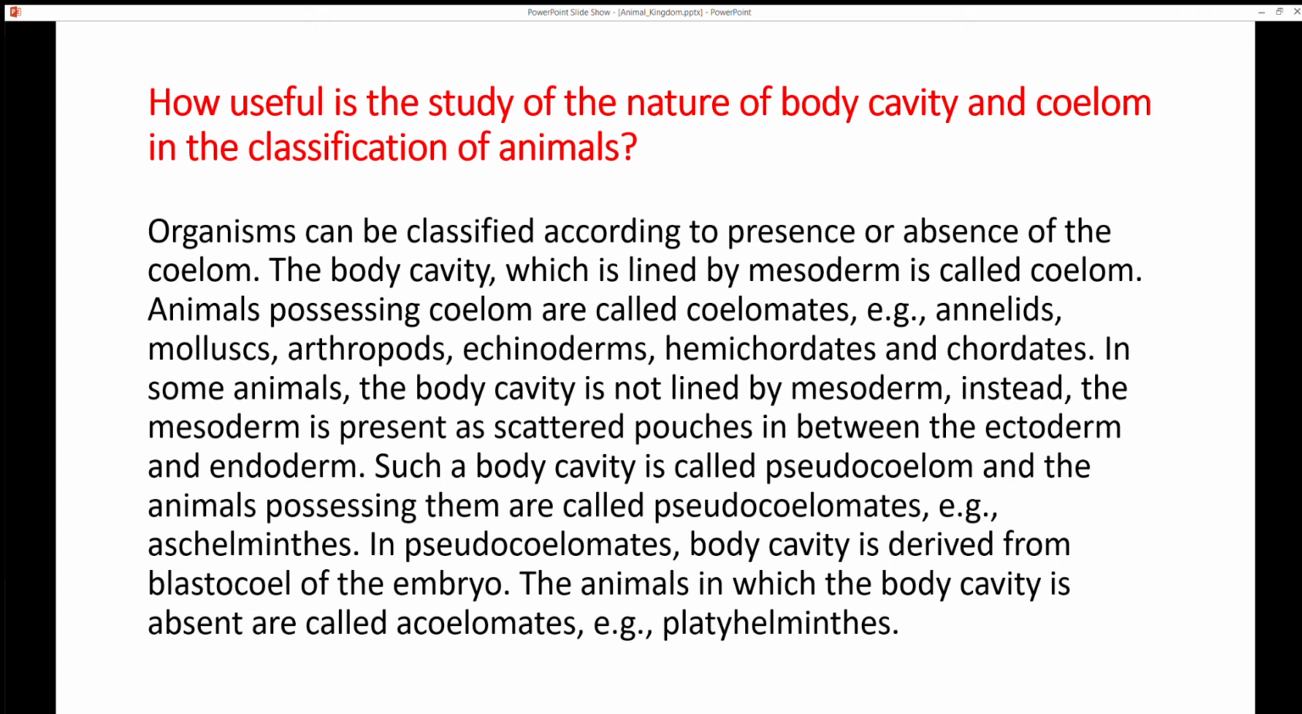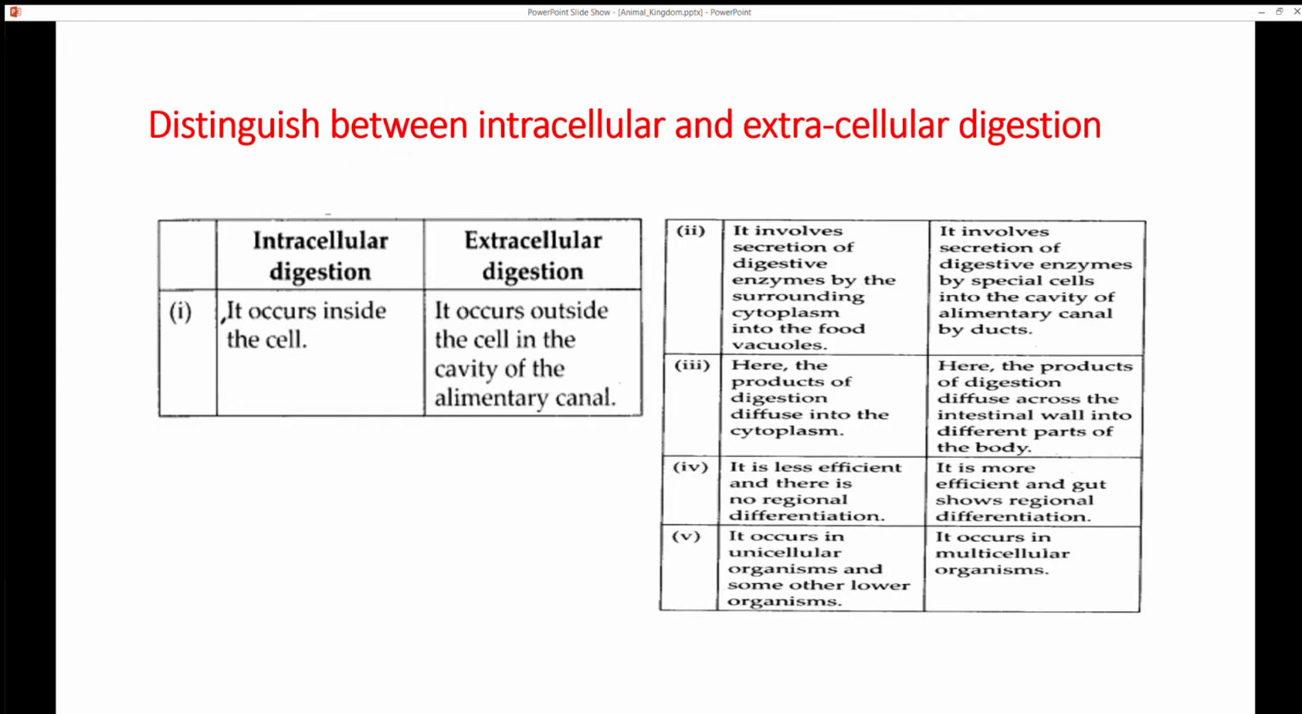Example is Aschelminthes. In pseudocoelomates, body cavity is derived from blastocoel of the embryo. The animals in which body cavity is absent are called acoelomates, which are platyhelminthes. So I hope you understand the difference between false coelom and true coelom.